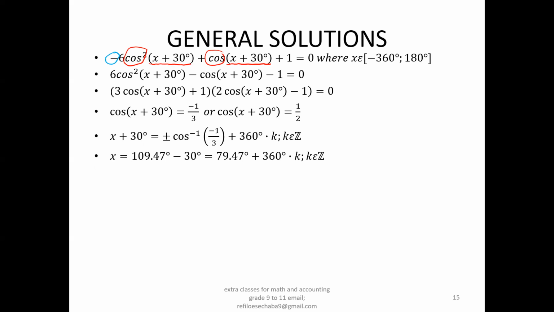Do you understand why I minus 30? Yes. It's because it's coming from the left-hand side, right? Yes. So 109,47 minus 30 will give you 79,47. And then you just add that to the statement, which is 360 degrees multiplied by k, where k is an element of integers. Are you still fine?